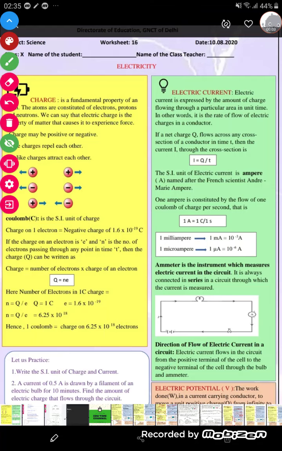Good morning, students. Once again, we are here to discuss worksheet 16 from DOE, scheduled 10th August 2020, and today we'll start your new chapter, electricity.